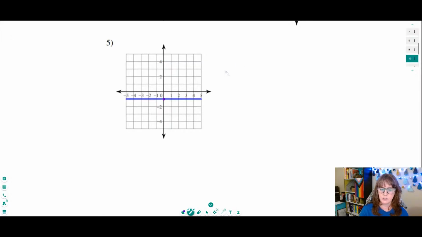And then it's just going to be y equals, and then right where it's going through that y-axis. So that is, it looks like at -1. So y equals -1. There's our equation for that one. So that has a slope of 0.